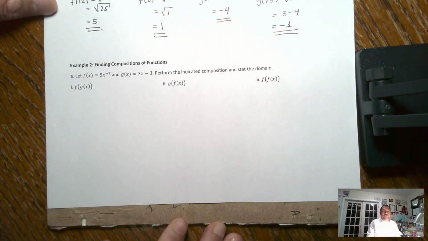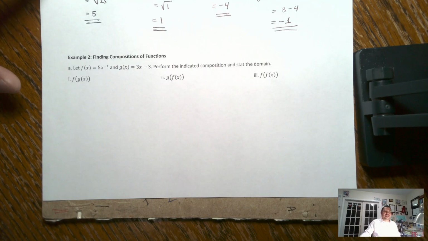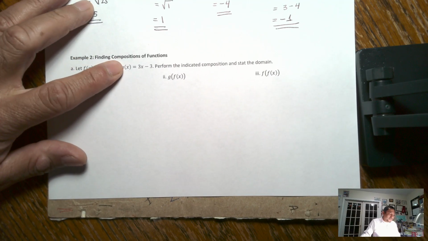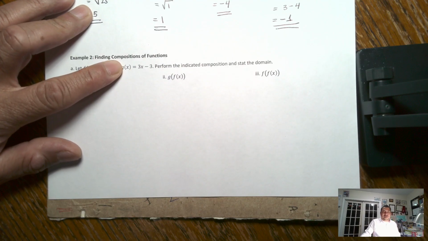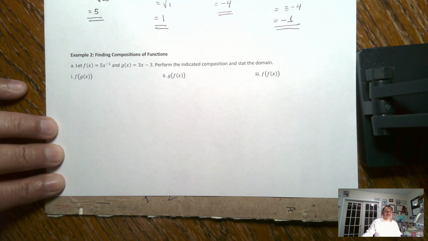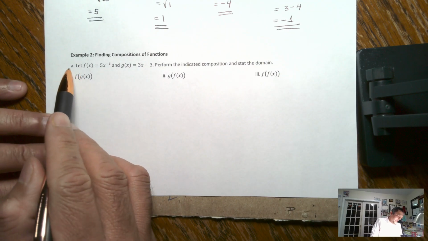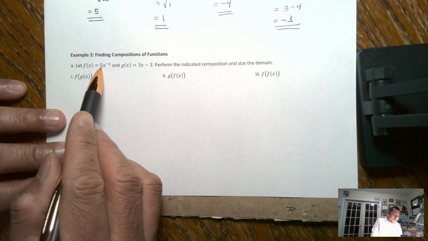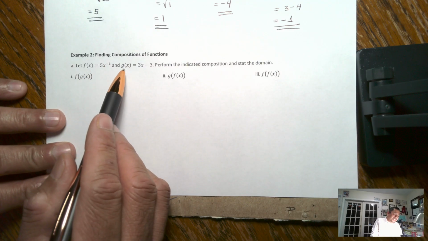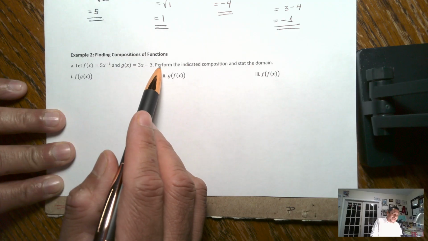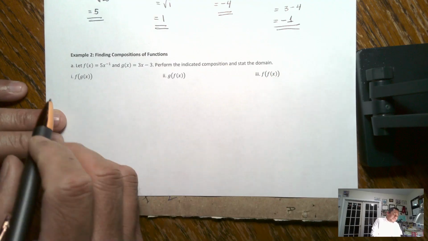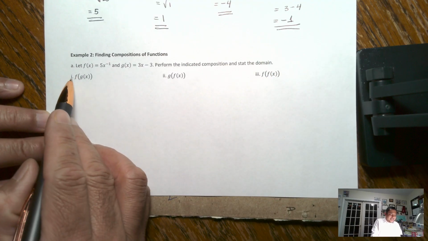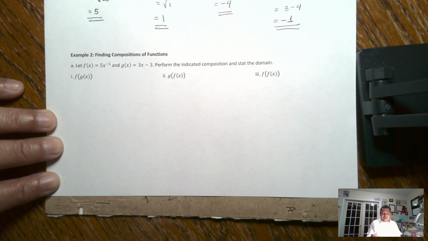Let's move to example number 2. In this case, it says finding composition of functions. So we're going to find now the composition of functions. So example A says let f(x) equal 5x to the negative 1 and g(x) equal 3x minus 3. Perform the indicated composition and state the domain. So number 1, f of g of x.